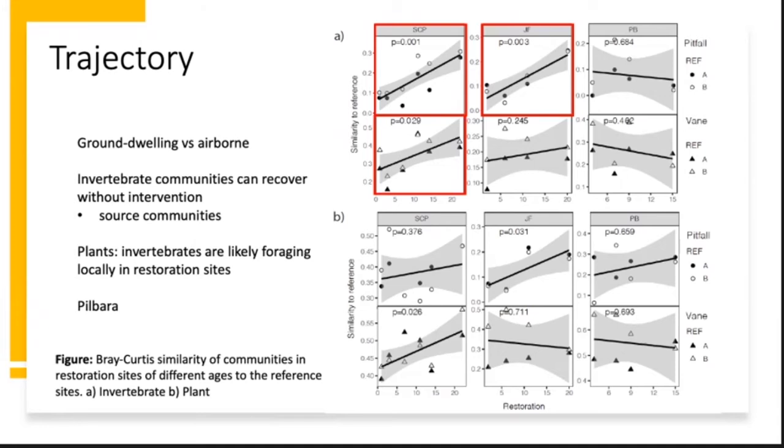So overall, the pitfall traps do show your recovery trajectories better because they reflect the local environment better, and they're less likely to be drawing in flying insects from outside your restoration area.